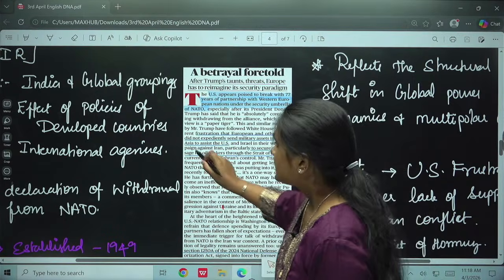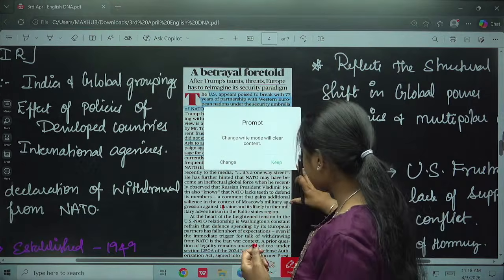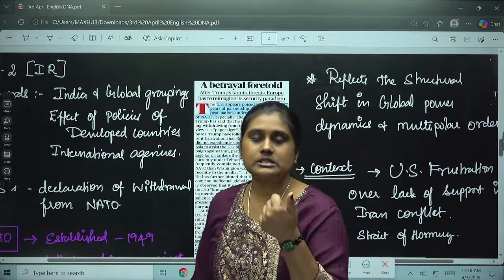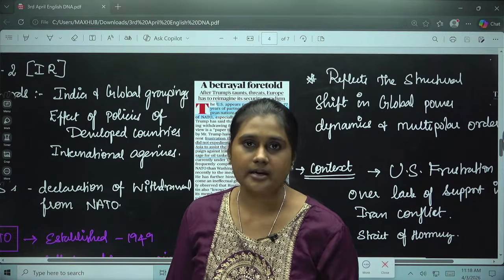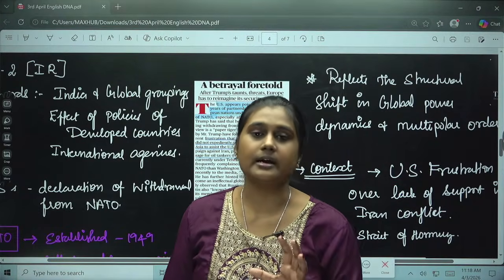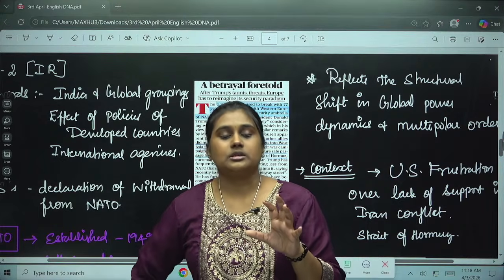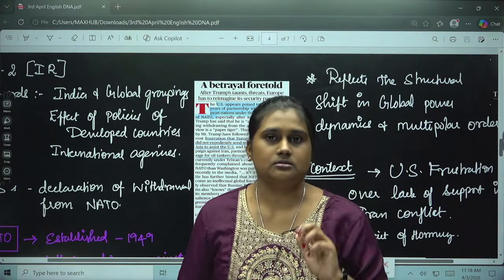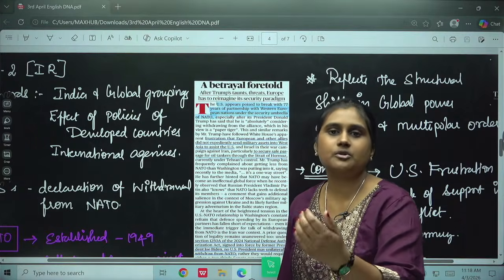Okay, so this is the major thing that we are focusing on here. One is the Strait of Hormuz. It is still in Iran's hands. The control is with Iran, and they are not able to. The NATO countries did not help the US in this Iran conflict. Okay, there is no support from the NATO countries.